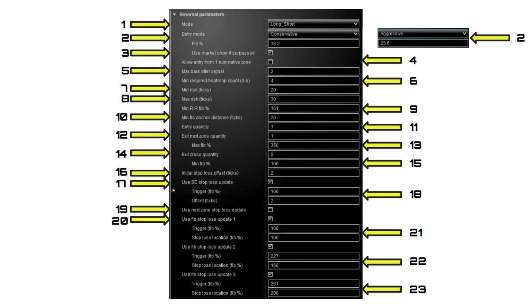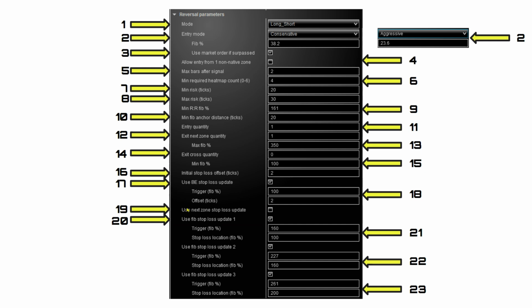Number 17, use break-even stop loss update. Trigger, in this case, number 18 is 100%. So when it goes through 100%, we're making it risk-free at 2 ticks. Again, like a lot of the other ASPs, we look for that sweet spot to where it starts to go and we can make it risk-free. This can be changed in some instances. We've got it at 160 or even 200% there, but again, it depends on the optimization.